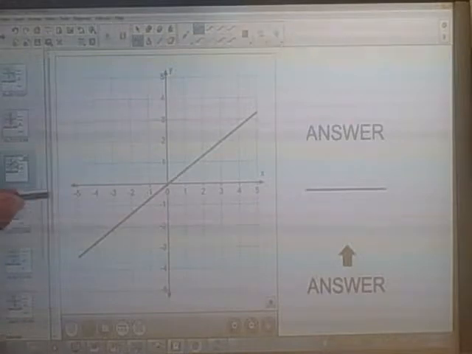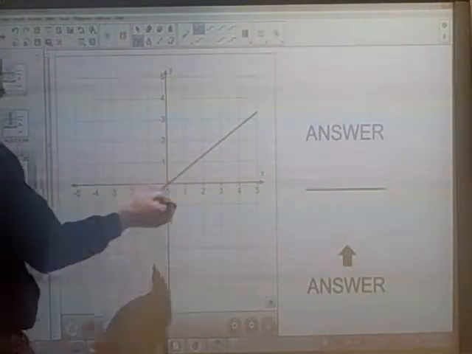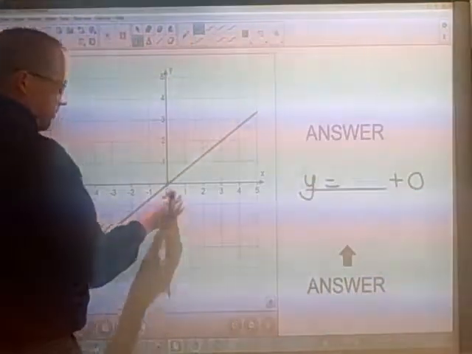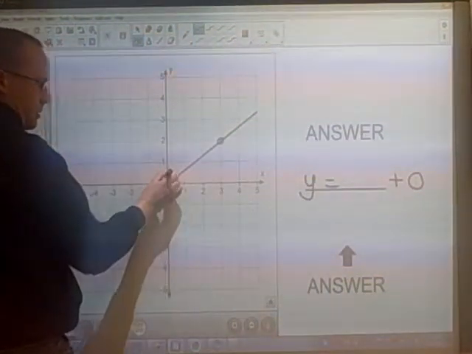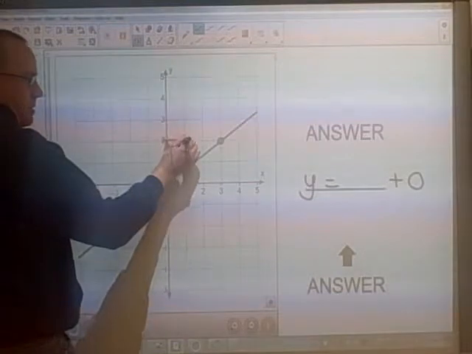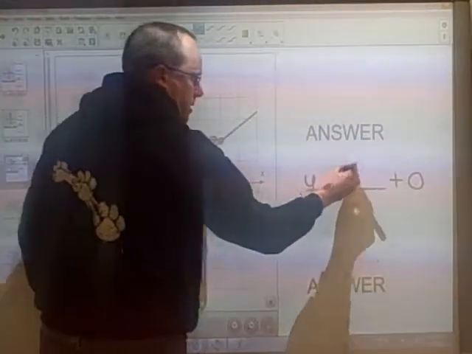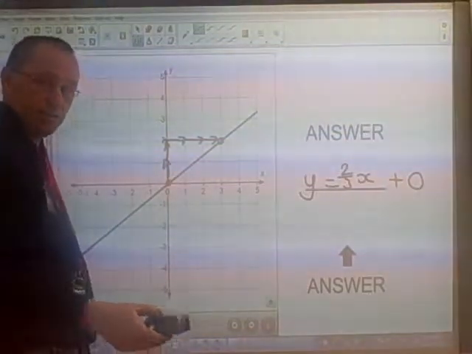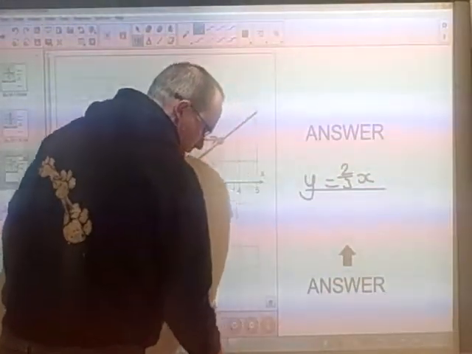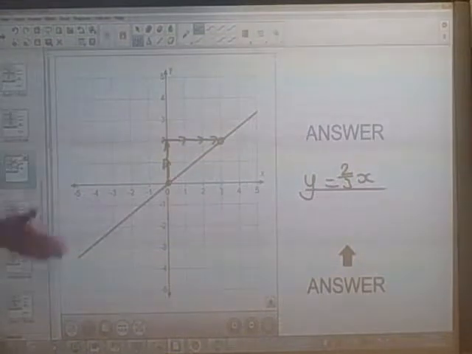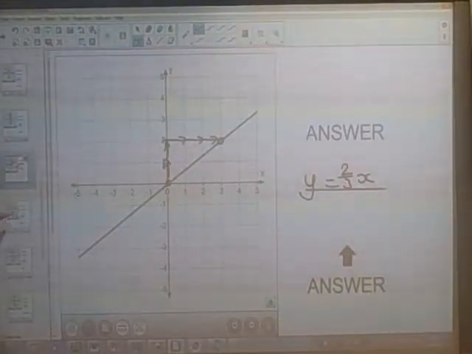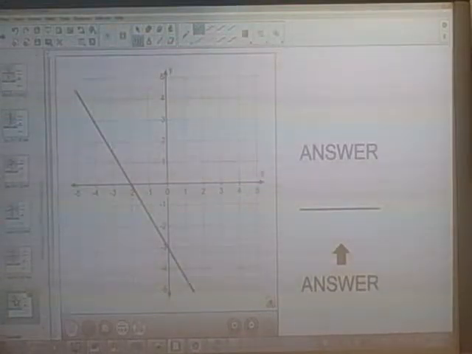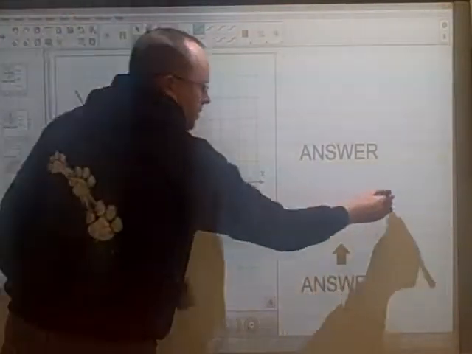Now sometimes the easier ones cause more problems. So this one goes through 0, so plus 0. Y equals, find the slope, and I'll use those 2 points. Up 2, across 3, so 2 over 3x plus 0. And as it goes through 0, we're not going to put that on the end at all. So the answer for this one is just y equals 2/3 x. Let's take a look at this one. This one goes through negative 3.